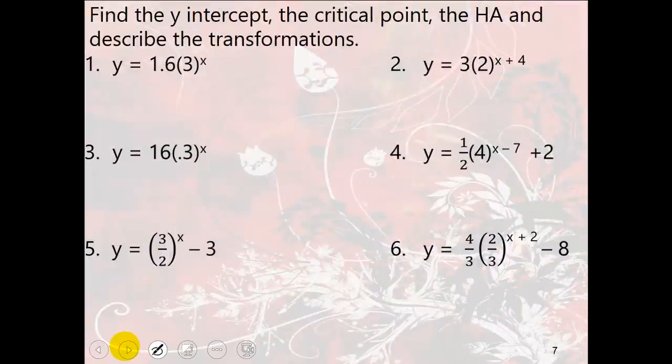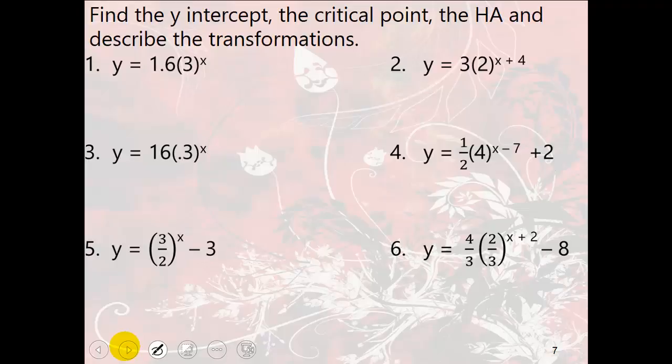So for these, what we're going to do, we're going to find the y-intercept. We're going to find the critical point. Sometimes it's the same as the y-intercept, sometimes it's different. We're going to find the horizontal asymptote and then describe the transformations. All right? So I'm going to do the first one.